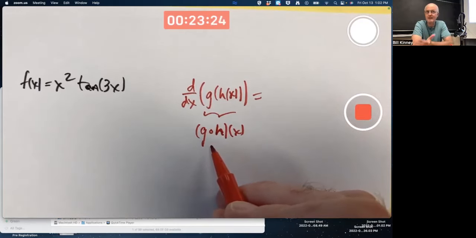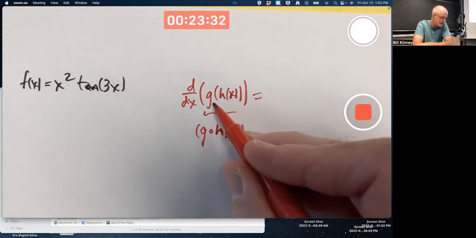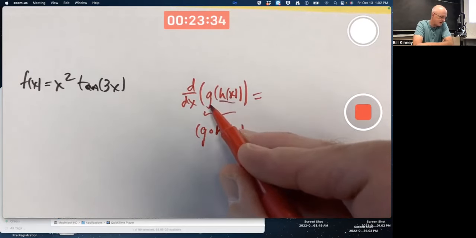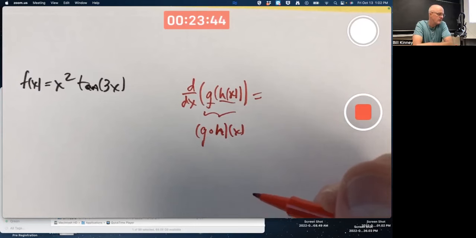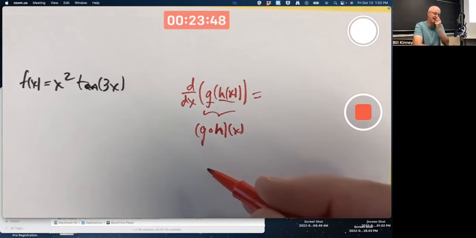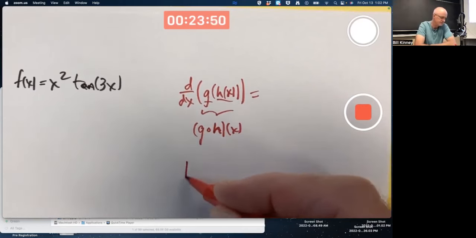It's kind of meant to be similar to the idea of an addition sign or a multiplication sign. But it means this. It means apply h first, then apply g. Work from right to left, inside to outside. Question? You could call it the composition rule, but yes, these functions are in a chain, and that's why they call it the chain rule.